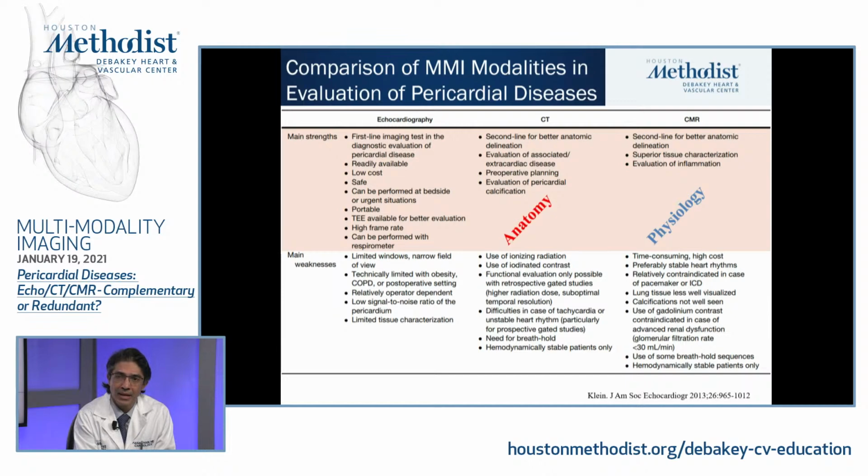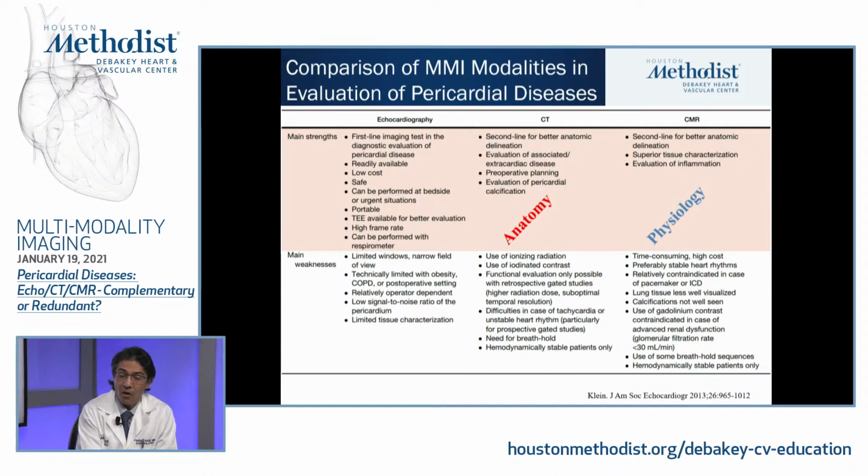When you have a patient and you really need to know anatomy, CT is the way to go. It has the highest spatial resolution. We definitely think it's great for evaluating extracardiac disease, for preoperative planning, and for evaluating calcium. Remember, CT sees calcium very, very well.